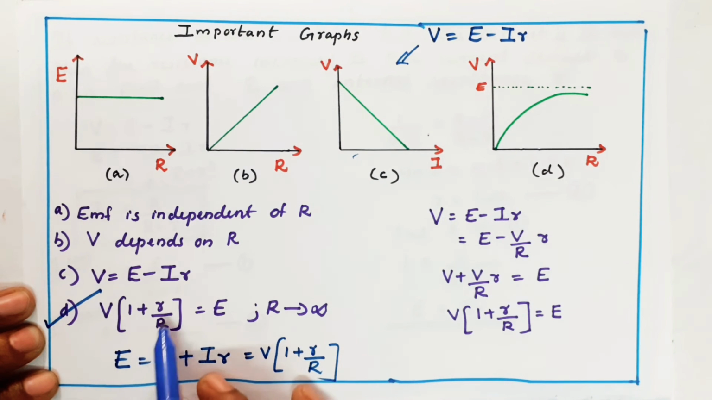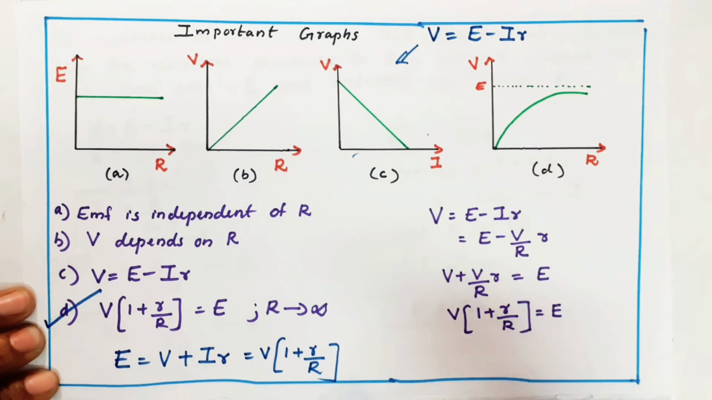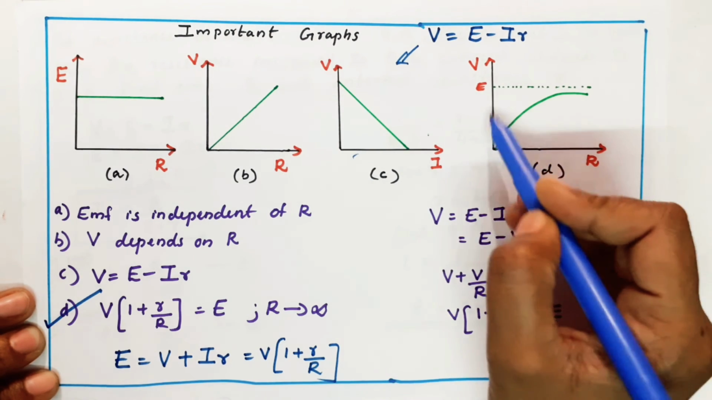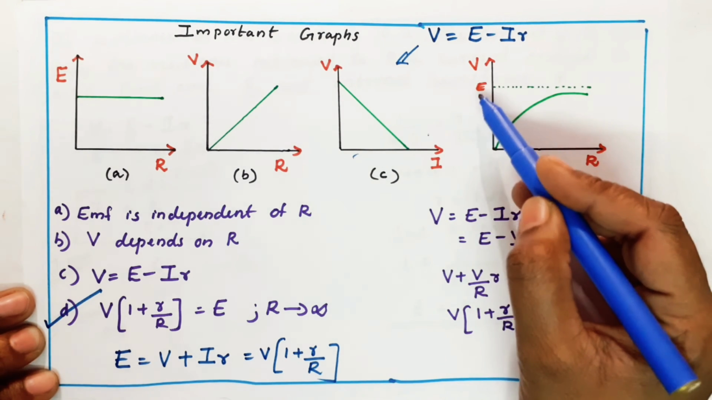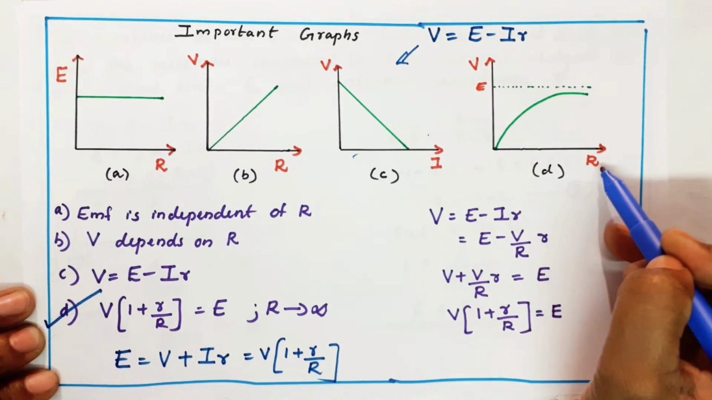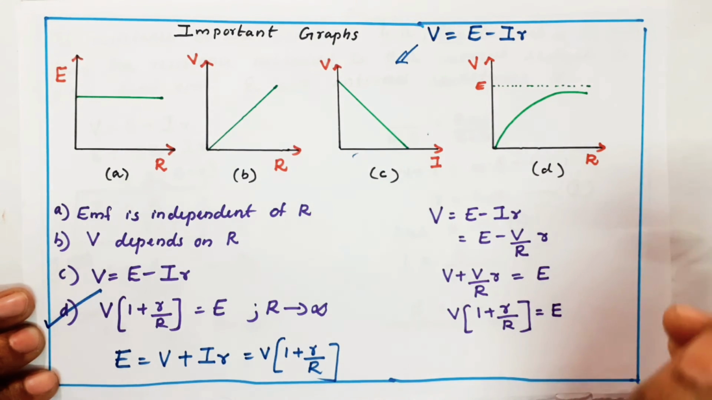If the R value tends to infinity, this term will become 0 and V will be equal to E. That will happen only when the R value becomes infinity. The variation of this we draw like this. So what is the meaning? When V becomes equal to E, it happens when the R value is infinity. This is the graph. Very, very important thing. Clear?